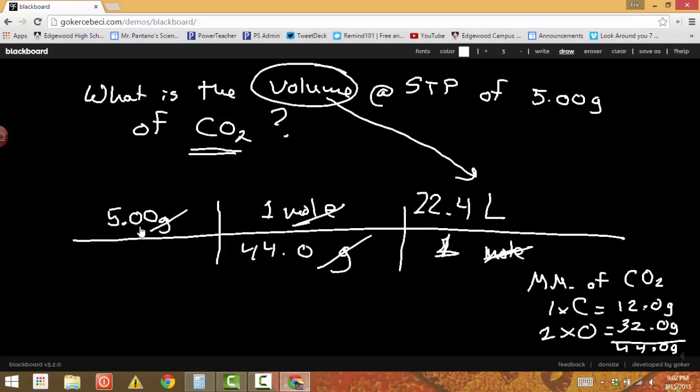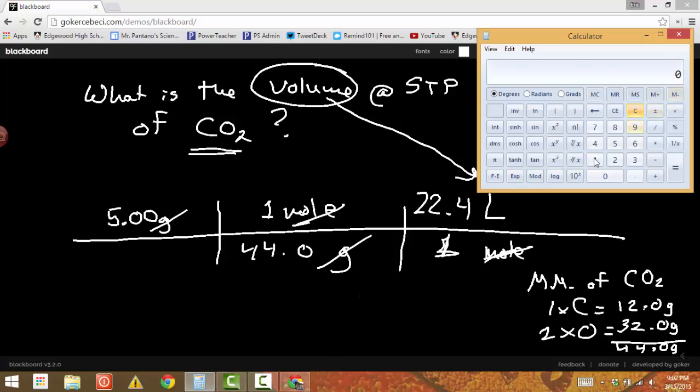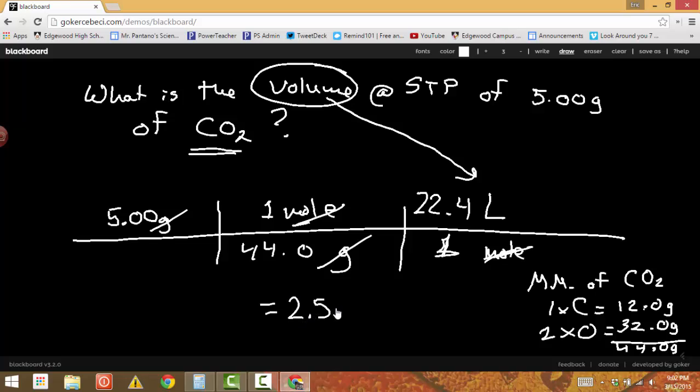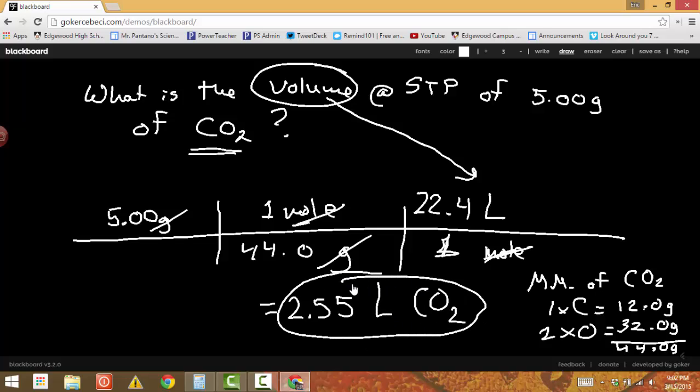So now what am I going to do? I'm going to do 5 times 1 times 22.4, just 5 times 22.4. That's 112. Divided by 44 times 1. Divided by 44. 2.54, and so on. Okay, so 2.55. We'll just use 2.55. Equals 2.55 what? Well, the only unit that's not canceled out is liters, so that must be what it is of CO2. 2.55 liters of CO2.